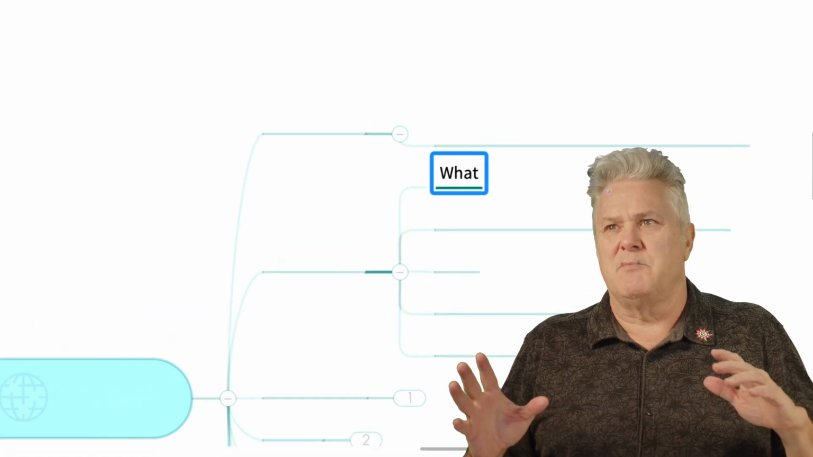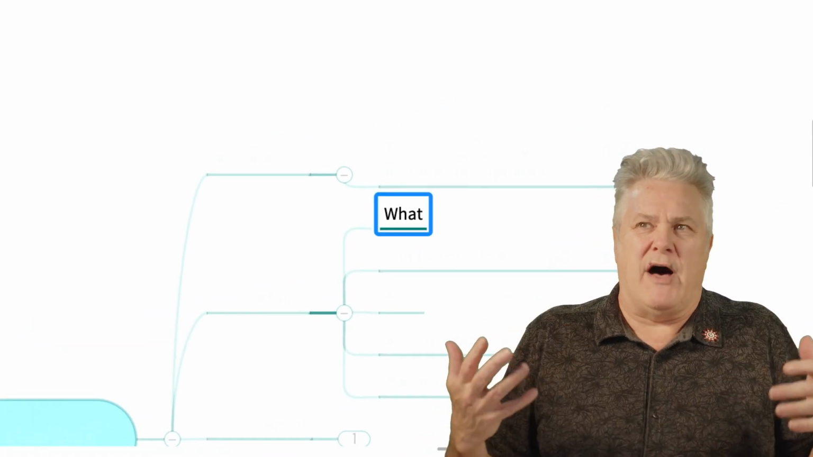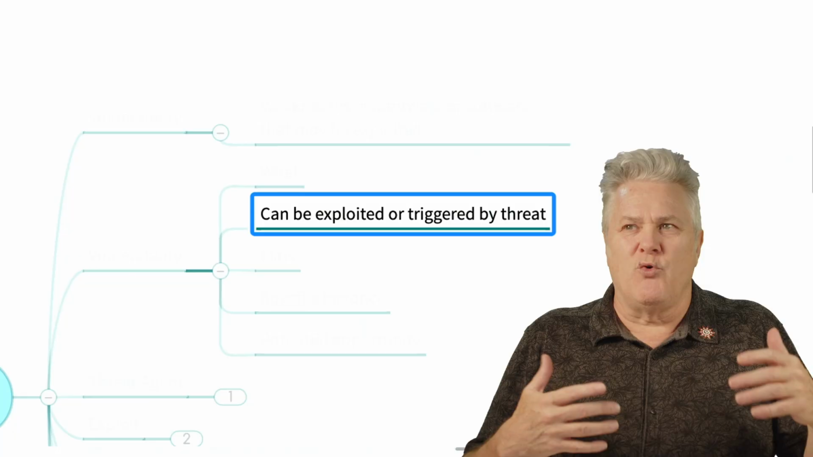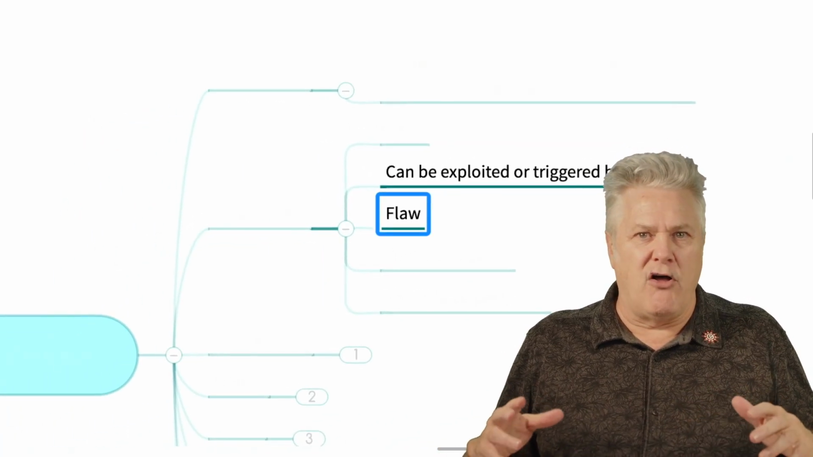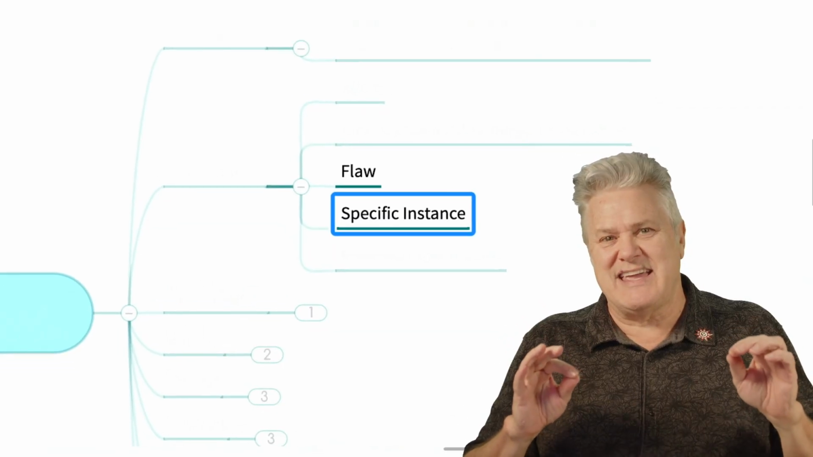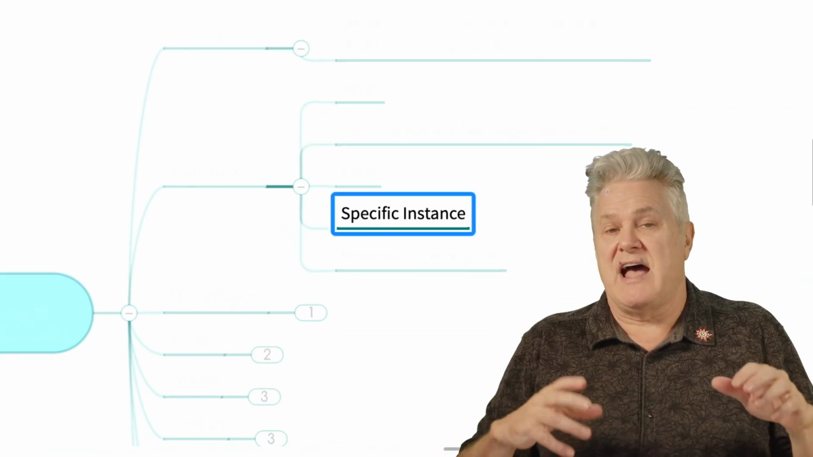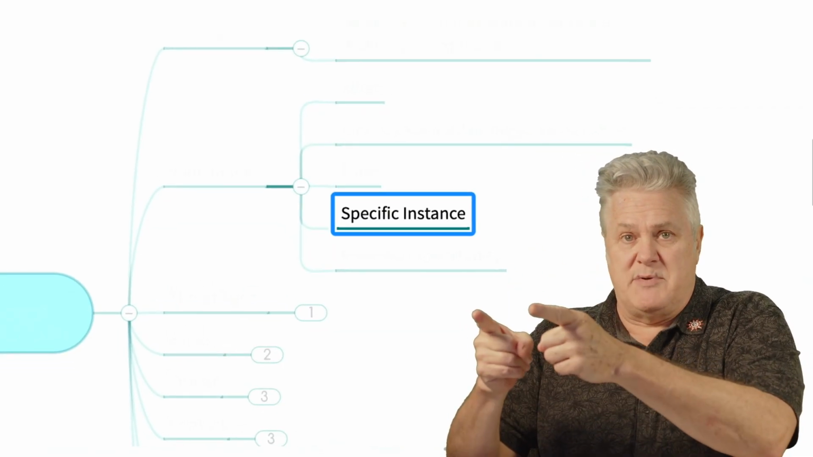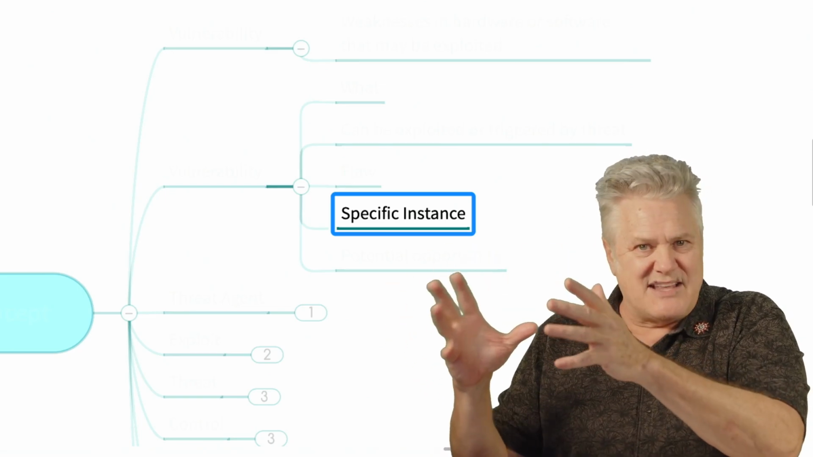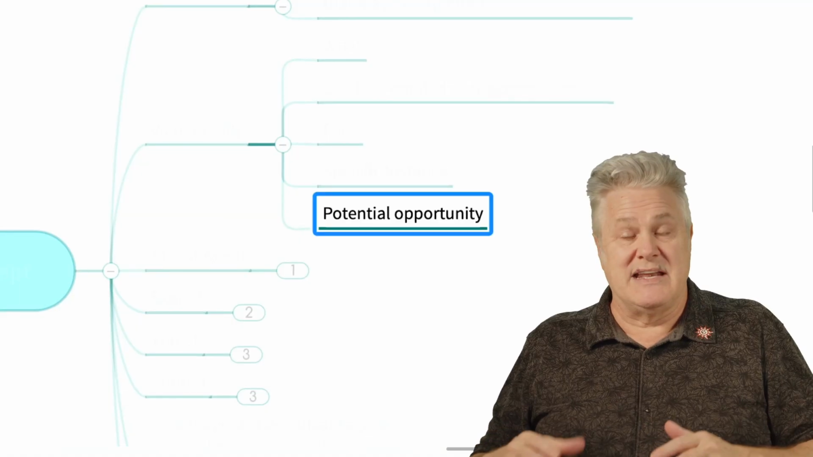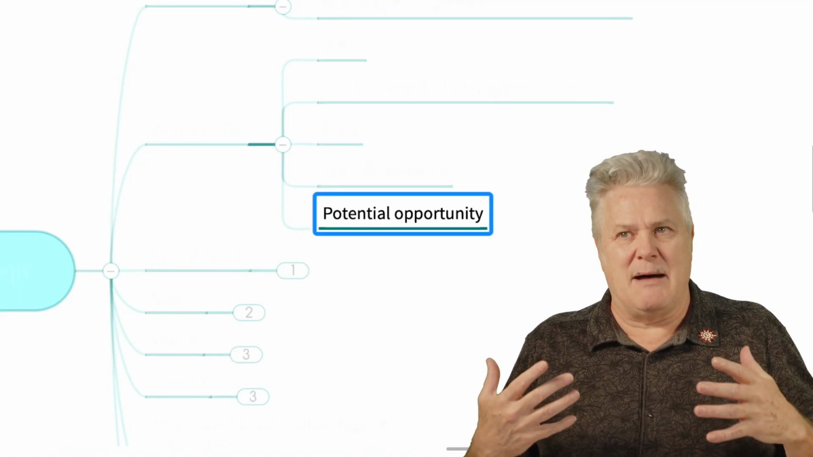When we look at the vulnerability, we say it's the what. It can be exploited or triggered by a threat. We'll get to threats in a second. It's a flaw in a specific instance of software that we have. It's that machine, that piece of software, that operating system, all those conditions. That's the specific instance. It is a potential opportunity.